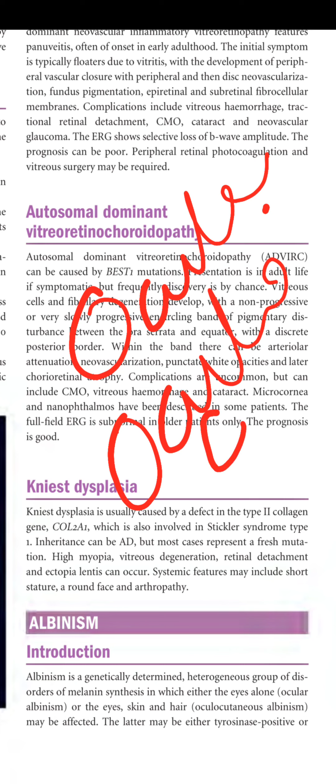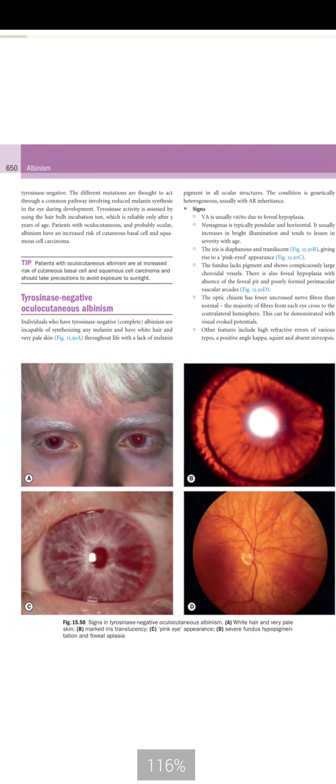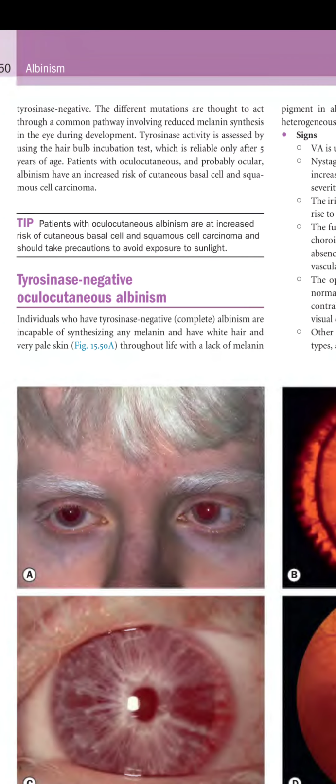Oculocutaneous consists of the eyes, skin, and hair. And albinism is basically a disorder of melanin synthesis. The latter may either be tyrosinase positive or tyrosinase negative. The different mutations are thought to act through a common pathway involving reduced melanin synthesis in the eyes during development. Tyrosinase activity is assessed by using the hair bulb incubation test, which is reliable only up to 5 years of age.